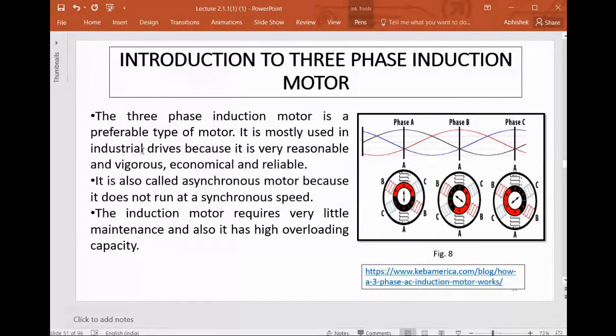It is mostly used in industrial drives because it is very reasonable, rugged, economical, and reliable. It is also called an asynchronous motor because it does not run at a synchronous speed. This induction motor requires very little maintenance and also has a high overloading capacity.